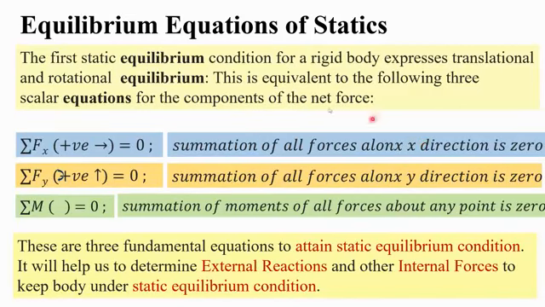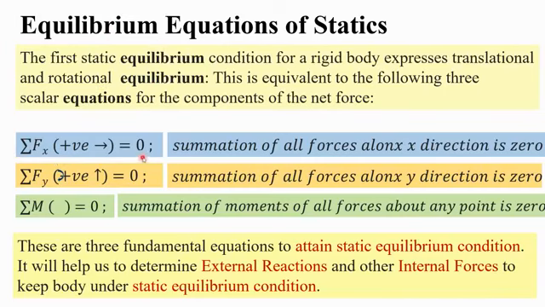Now the equilibrium equations of statics. This is the main thing with which you will travel up to level 4, that is full engineering in the 2D plane. In case of 3D, there are other equations I am not going to explain in this slide. The first static equilibrium condition for a rigid body expresses translational and rotational equilibrium. What is translational? Translational means move from one point to another. It may be vertical, it may be horizontal. So there are two, one horizontal and one vertical, and rotational means it will not rotate.